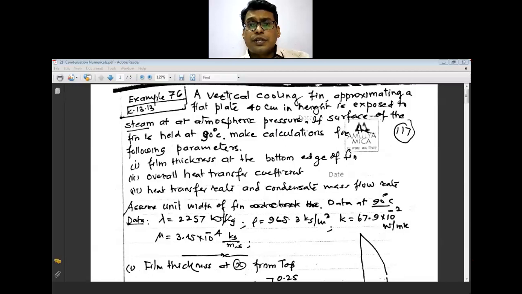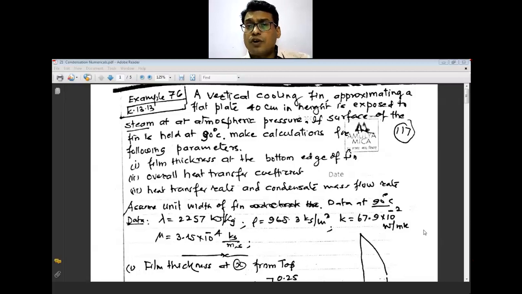So considering the different numericals, let us see the first numerical. A vertical cooling fin approximating a flat plate 40 centimeters in height is exposed to the steam at atmospheric pressure. If the surface of the fin is held at 90 degrees Celsius, make the calculations for the following parameters: the film thickness, overall heat transfer coefficient, heat transfer rate, and condensation mass flow rate. Whatever the four equations we have studied, we have to calculate them.